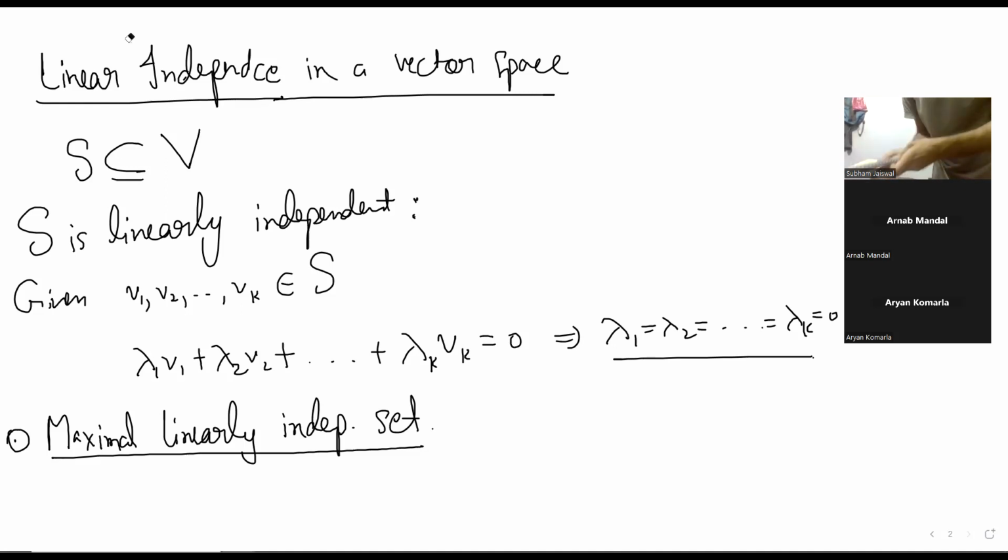So actually, you will see that this maximal linearly independent set can be used to get any other vector, taking linear combination. So let's talk about this.